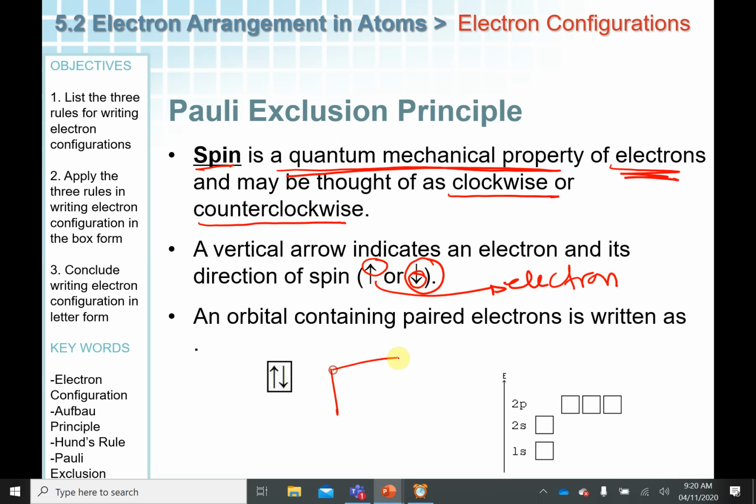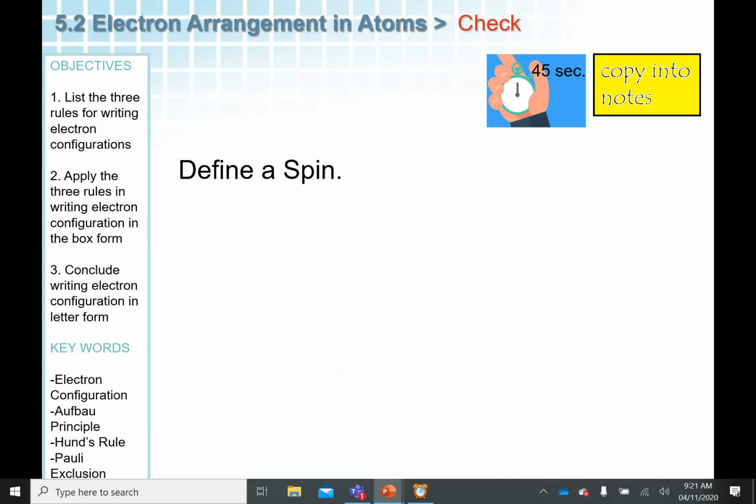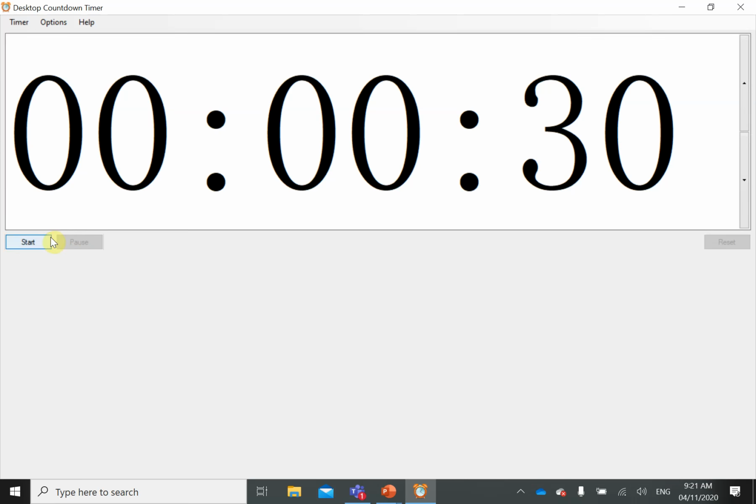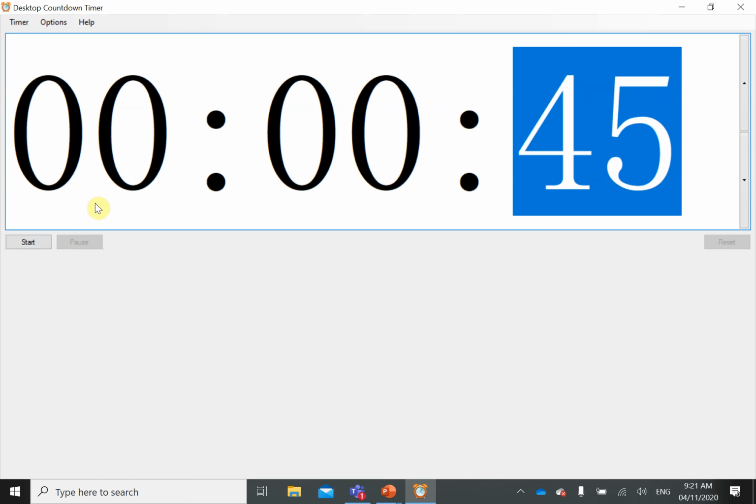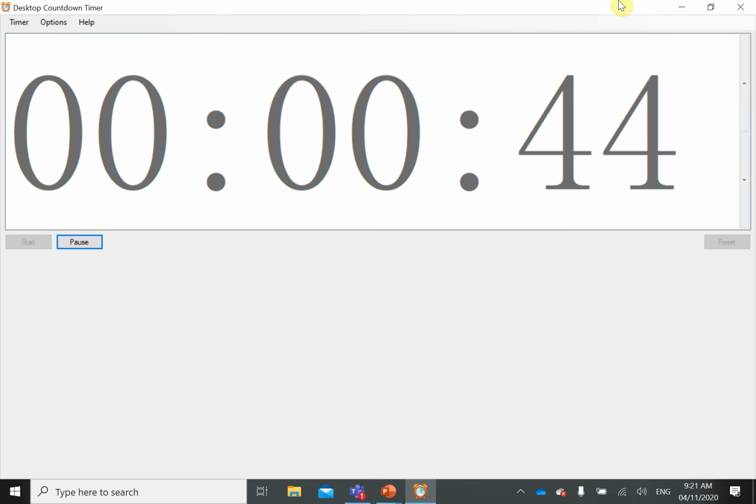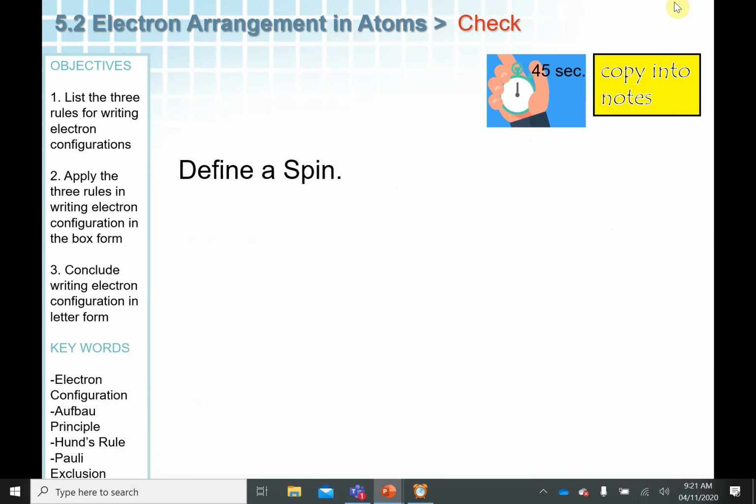That's why we said each box is an orbital, and each orbital carries a maximum of 2 electrons with opposite spins. So like we discussed in Aufbau's and Pauli exclusion principles, this is how we write orbitals with paired electrons. Here is an example. Now, I'm going to give you a few seconds, 45 seconds, to define a spin. Tell me, what do you think a spin means? We just discussed it, right?